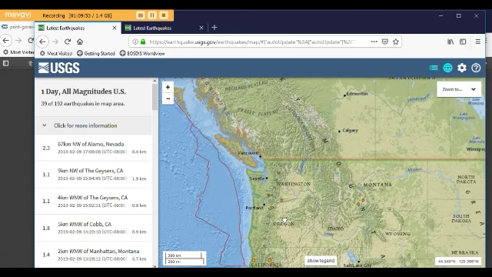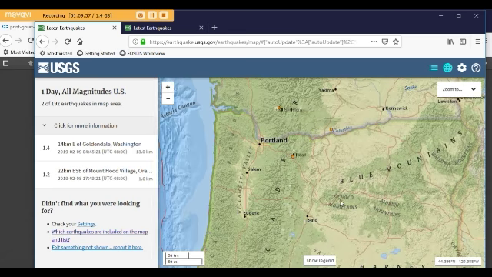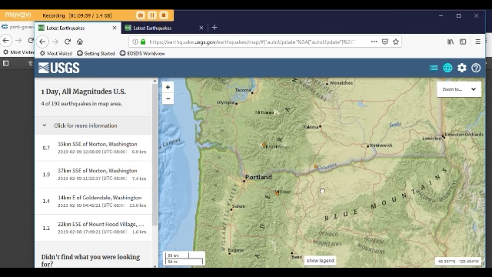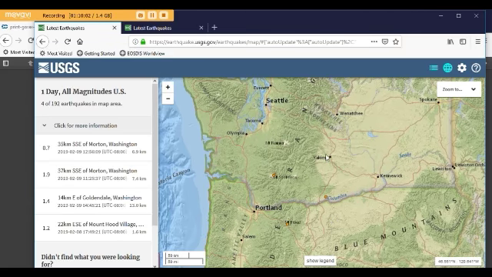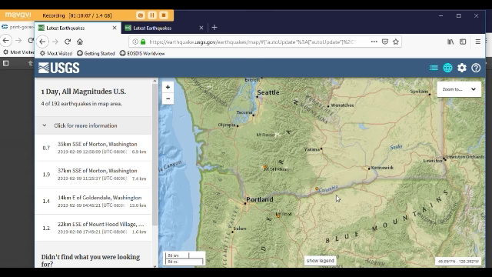Now, coming up to the Washington area, Washington and Oregon. Now, remember, we saw a microquake at Mount St. Helens yesterday. That was a new experience for me.